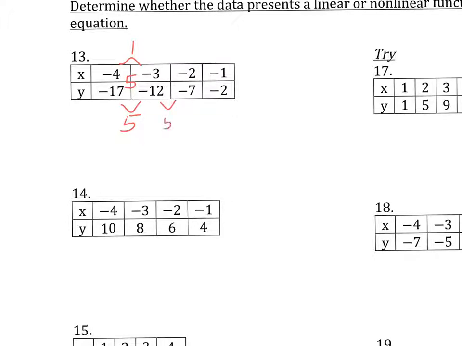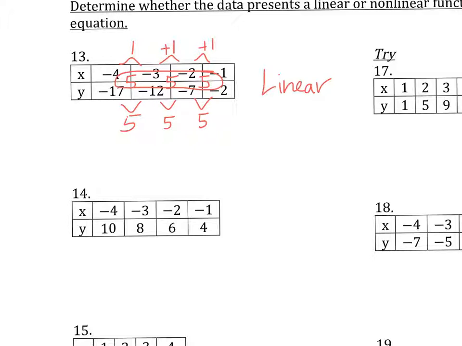Negative 12 to 7 is plus 5. Negative 3 to negative 2 is plus 1. So 5 over 1 is 5. Negative 7 to negative 2 is plus 5. 2 to 1 is plus 1. And again, 5 over 1 is 5. This is our constant rate of change. So we know it's linear. Okay? Once we know it's linear, we can write our equation.